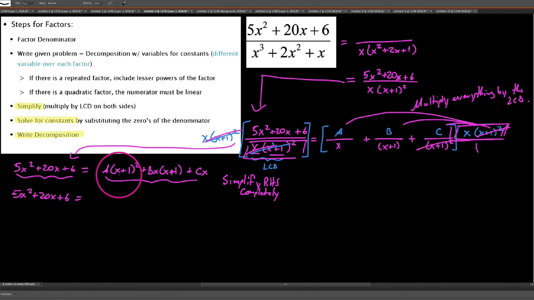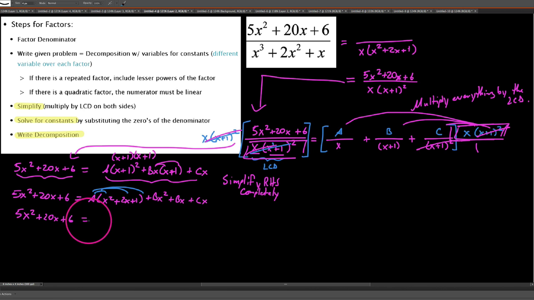And over here, we get a times x plus 1 squared. Now, given that x plus 1 squared is x plus 1 times itself, we get a times x squared plus 2x plus 1 when we FOIL this out. And then over here, we'll distribute our bx. We get plus bx squared plus bx plus cx. And then I'm going to distribute my a through here. We're going to get it all expanded here. And so I get ax squared plus 2ax plus a plus bx squared plus bx plus cx.